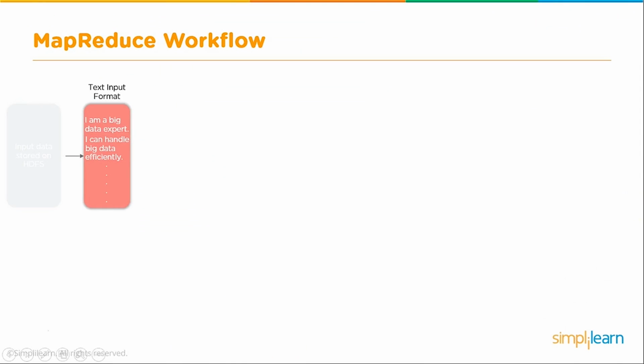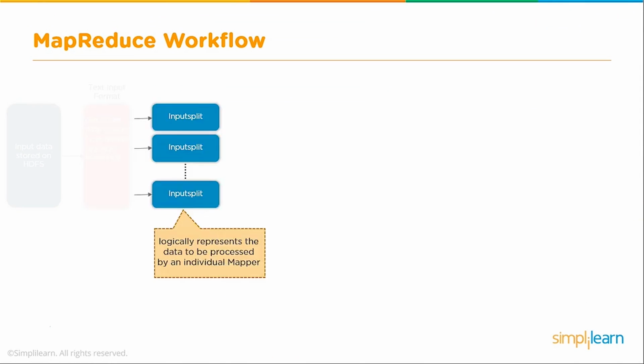So based on the input format, the file is broken down into splits, and this logically represents the data to be processed by individual map tasks, or you could say individual mapper functions.